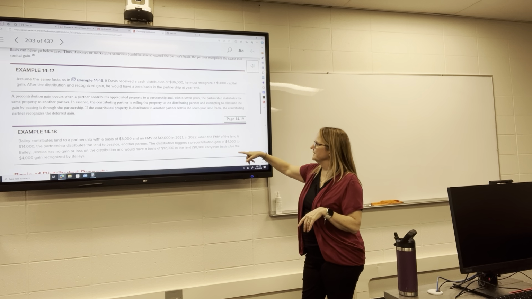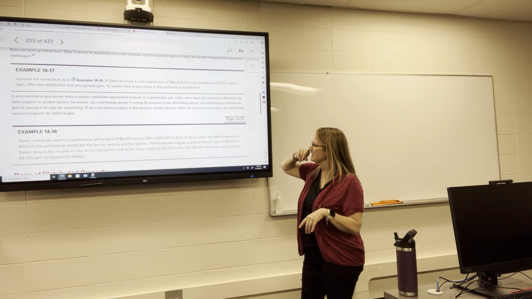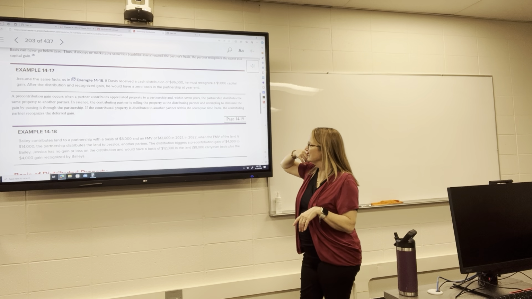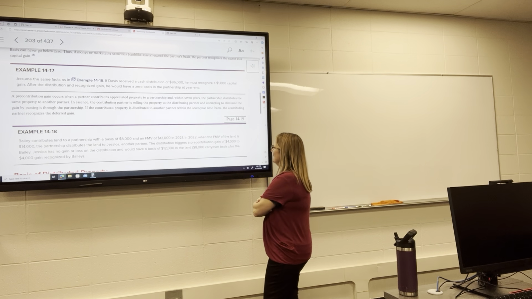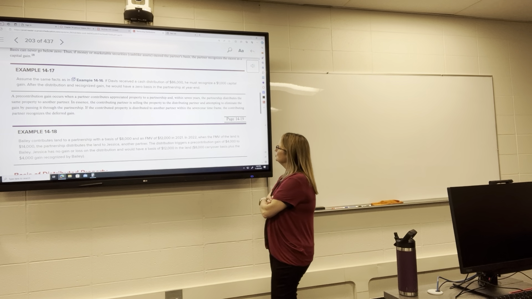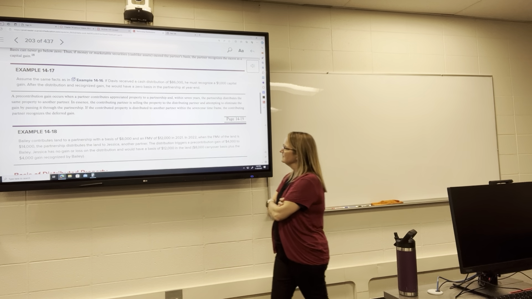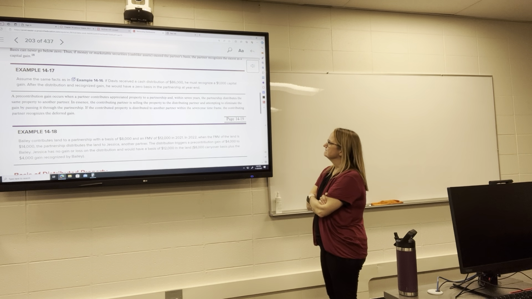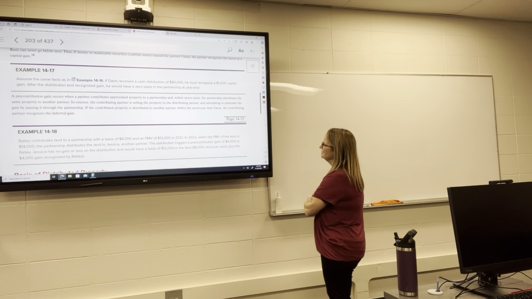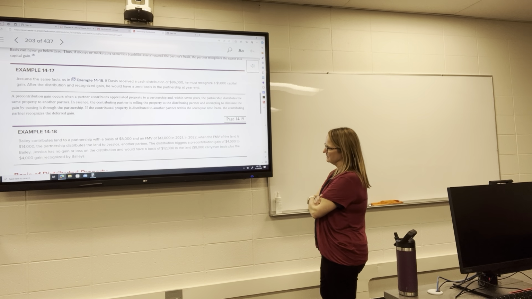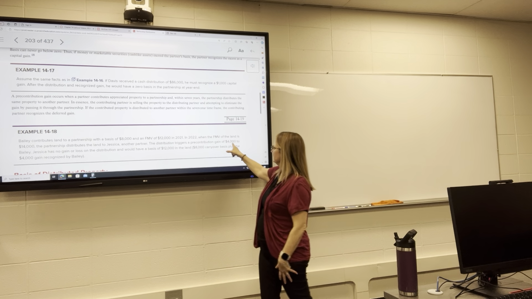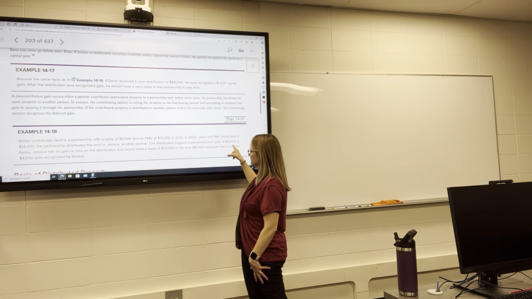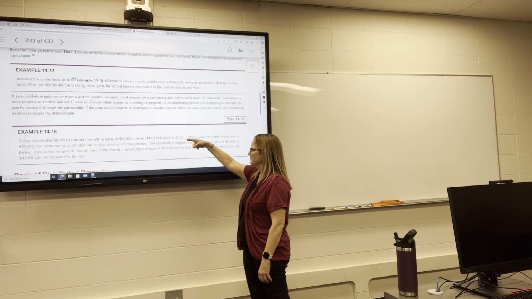So here we've got Bailey contributes land to a partnership with a basis of $8,000 and a fair market value of $12,000 in 2021. In 2022, when the fair market value of the land is $14,000, the partnership distributes the land to Jessica, another partner. The distribution triggers a pre-contribution gain of $4,000 to Bailey. Jessica has no gain or loss and would have a basis of $12,000 in that case, because that $4,000, the tax is being paid on that $4,000. It's not being paid by Jessica, it's being paid by Bailey.